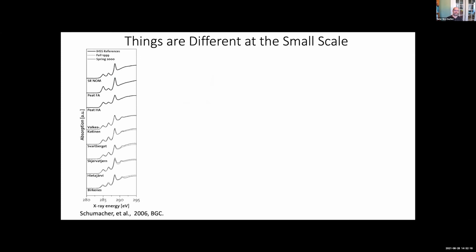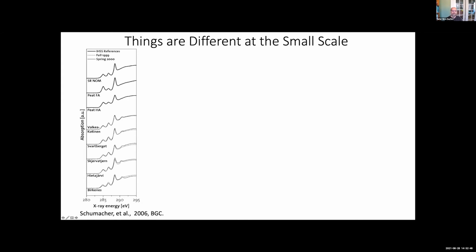I'll point out, here's a series of carbon NEXAFS spectra of dissolved organic matter collected from a series of different rivers, some in North America, some in Scandinavia, some from peat bogs. And you can see that there are some differences in these NEXAFS spectra by virtue of the different peaks being different sizes. And you can interpret and you can learn something from that. But I would also posit that fundamentally, they look pretty similar.